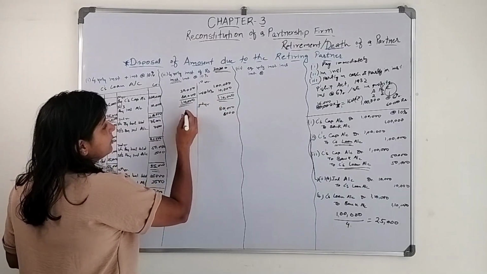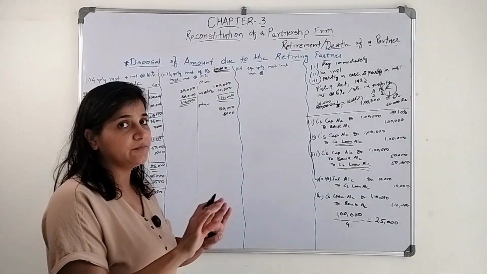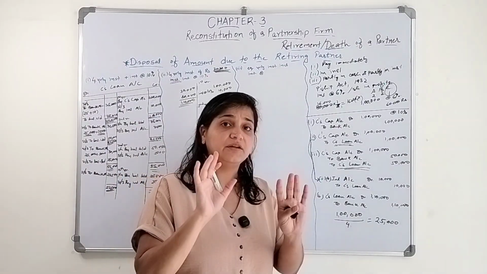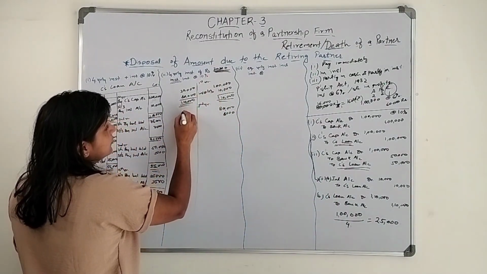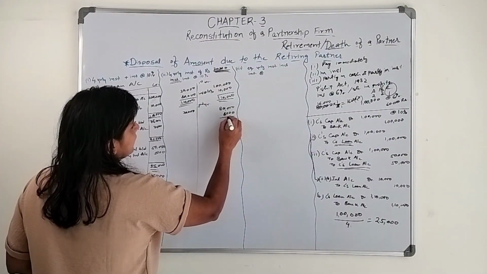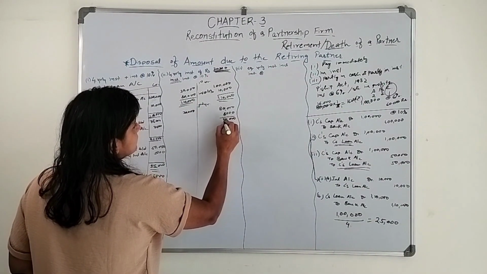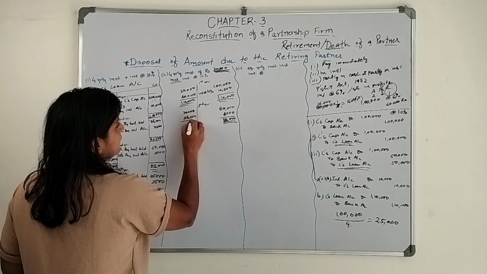Okay, so how much we are paying? How much is it said? 30,000 every year we are paying. We are paying 30,000 every year, which includes this interest amount also. So we are paying 30,000. So how much is due? 88,000 minus 30, that is 58,000.